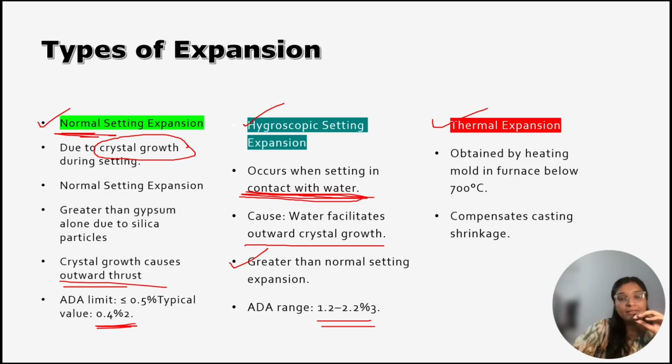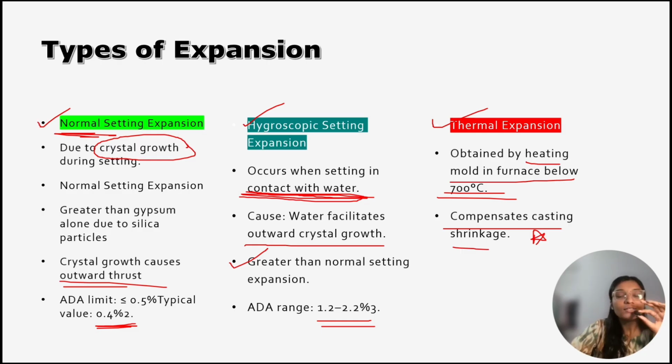And what is thermal expansion? It is obtained by heating a mold in a furnace below 700, because above 700 it will cause release of sulfur compounds, and the thermal expansion compensates for the casting shrinkage. This is an important point. So these are the three different types of expansion.